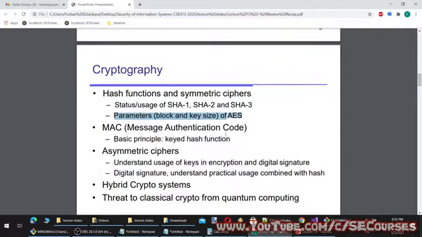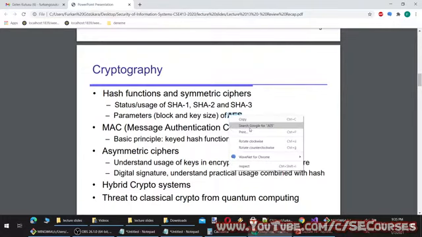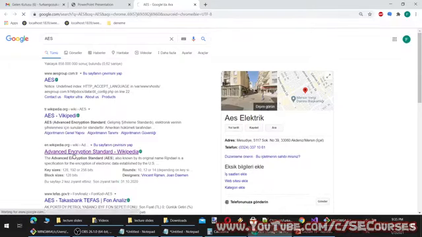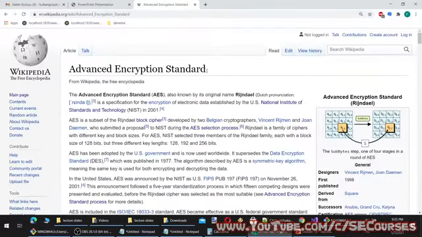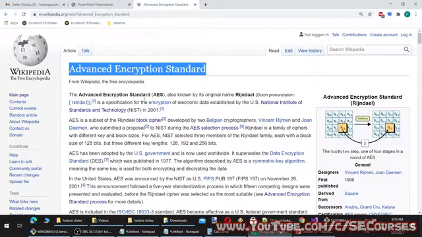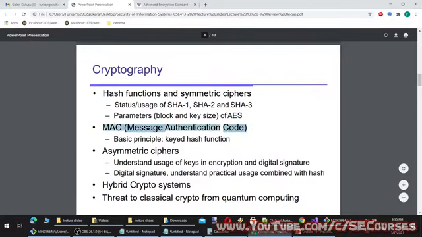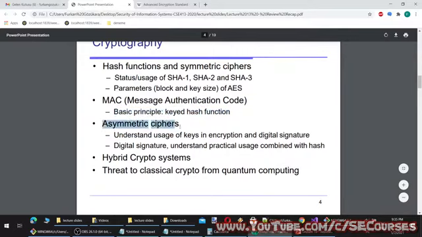Parameters, block and key size, of AES. When you work with the Advanced Encryption Standard, AES, remember that block and key size are important to make it secure. MAC, message authentication code. Basic principle: keyed hash function.